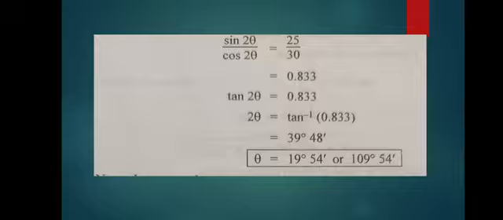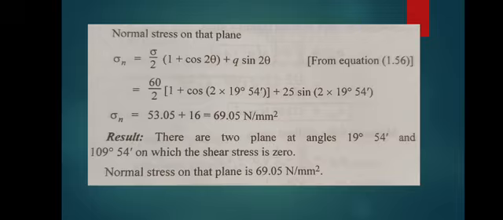Then in the question they asked to find out the normal stress on that plane. What is the formula for normal stress on a plane carrying one direct stress and one shear stress? Sigma n is equal to sigma by 2 into (1 plus cos 2 theta) plus q sin 2 theta. All values are known, right? Sigma value is 60, theta value is 19 degrees 54 minutes, q value is 25. Substitute the values and find the answer for sigma n as 69.05 Newton per mm square.